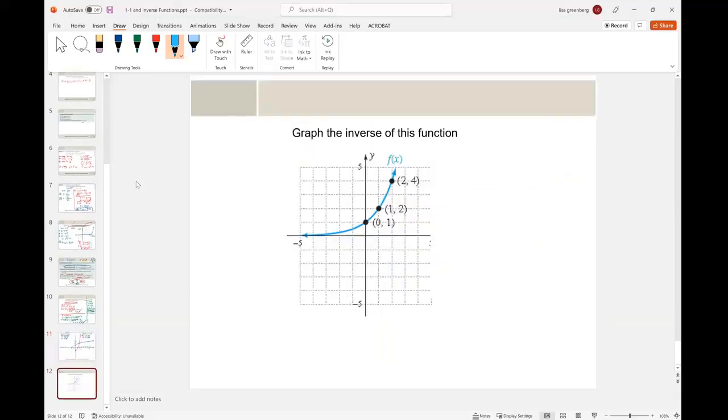And then let me see, I have one more slide. Okay, good. So here, this one's pretty simple, and then we'll be done. See, it wasn't too terrible today. So it says graph the inverse of this function. So how am I going to try to graph the inverse of this function?